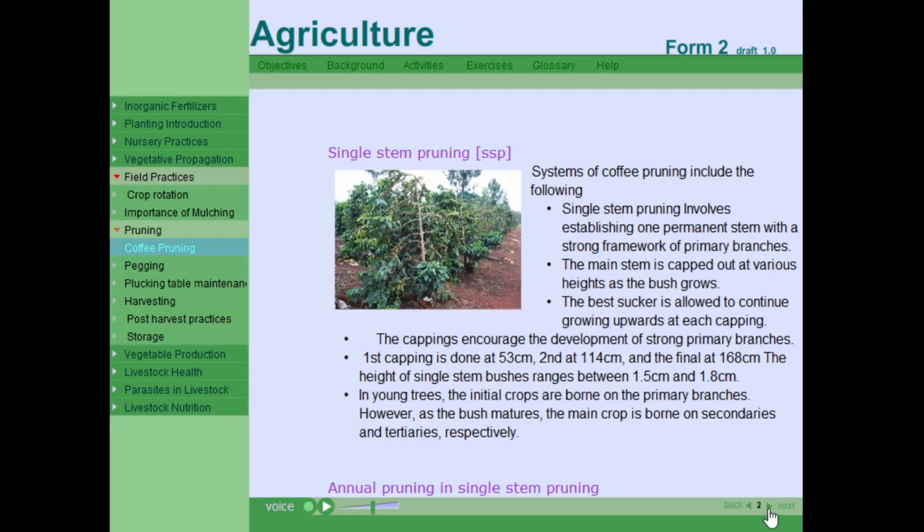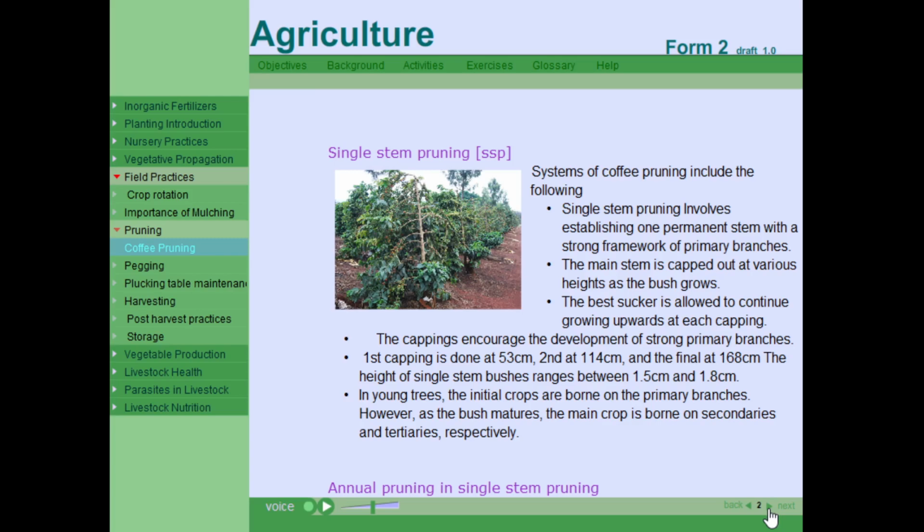Single stem pruning or SSP. Systems of coffee pruning include the following. Single stem pruning. It involves establishing one permanent stem with a strong framework of primary branches. The main stem is capped at various heights as the bush grows.